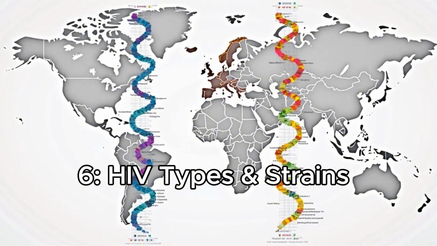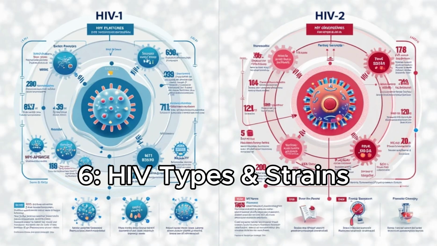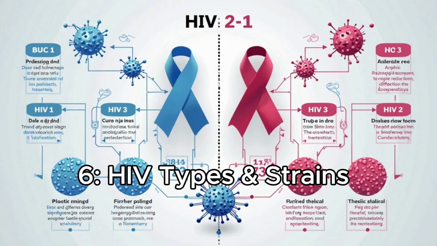HIV types and strains. There are two main types of HIV. HIV-1, the most common worldwide and responsible for the global pandemic. HIV-2, found mostly in West Africa and spreads less easily. HIV-1 has multiple groups. Group M, major, responsible for 90% plus of global infections. Groups O, N, and P, rare, found mostly in parts of Africa. Each group likely represents a separate transmission of SIV to humans.